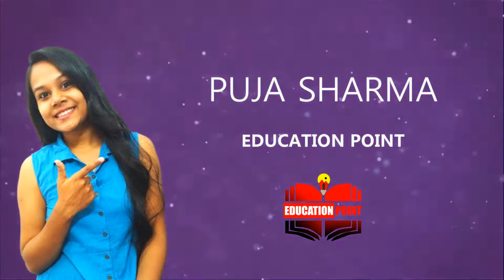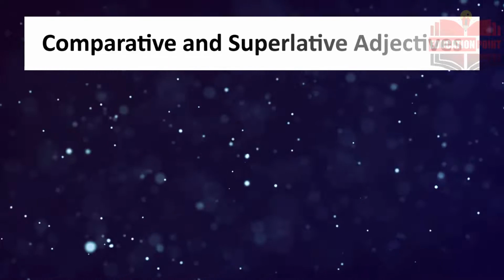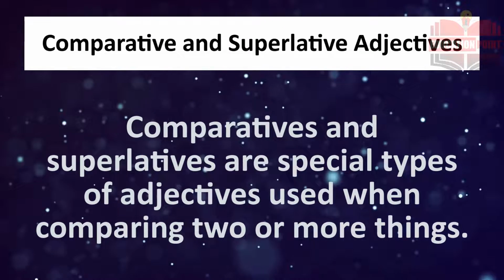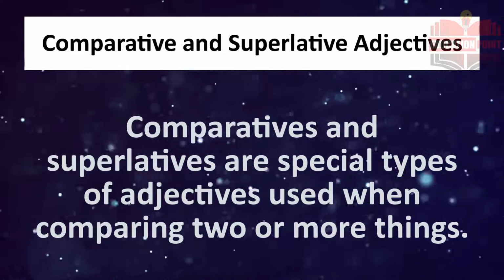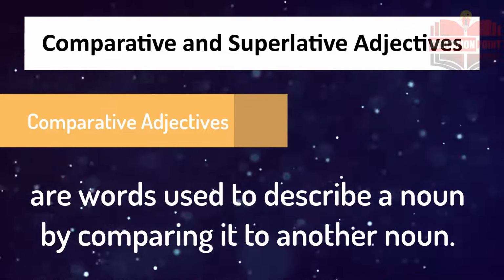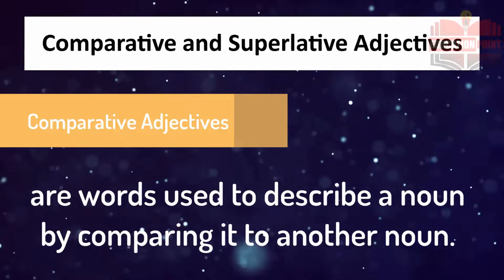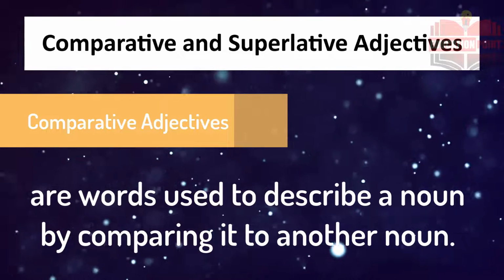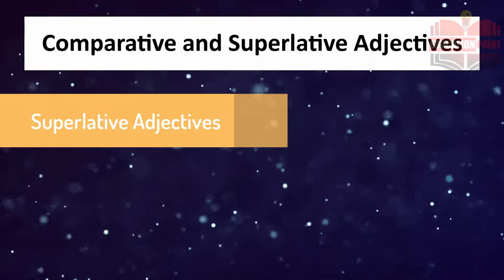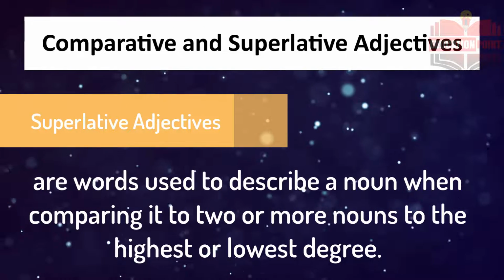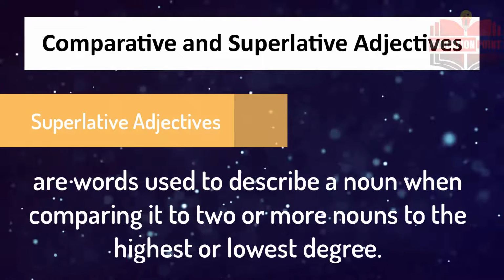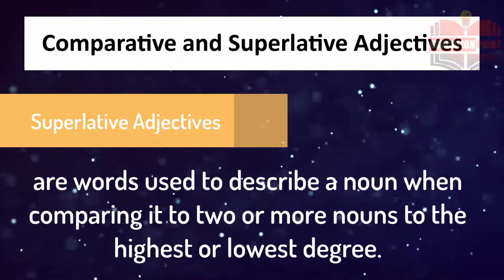Now let's begin. So what are comparatives and superlatives? As discussed, these are a special type of adjectives. They are used when you want to compare two or more things. Now let's specifically talk about comparative adjectives. These are words used to describe a noun by comparing it to another noun. But when talking about superlative adjectives, these are words which are used to describe a noun when comparing two or more nouns to the highest or lowest degree.